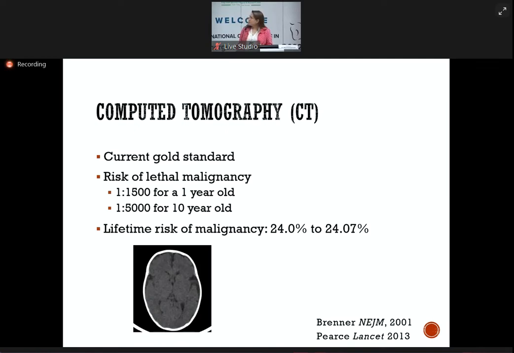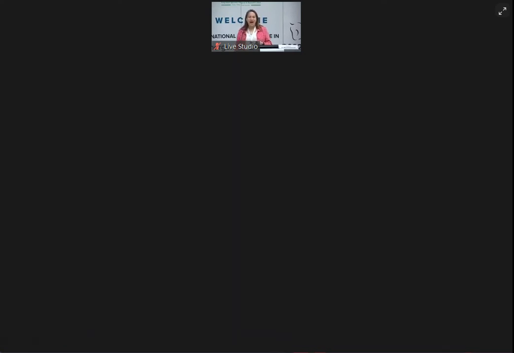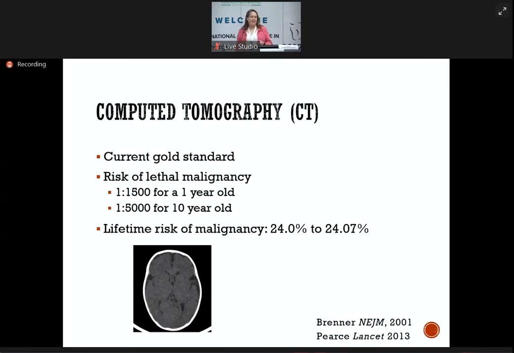But those numbers, although small, can be put in a different perspective. The lifetime risk of malignancy worldwide is about 24%. About a quarter of all deaths are from malignancy. So having a single CT scan is going to increase that from 24% to 24.07%, which to a parent sounds very different than 1 in 1,500. It's just an illustration of how you frame risk affects the interpretation.